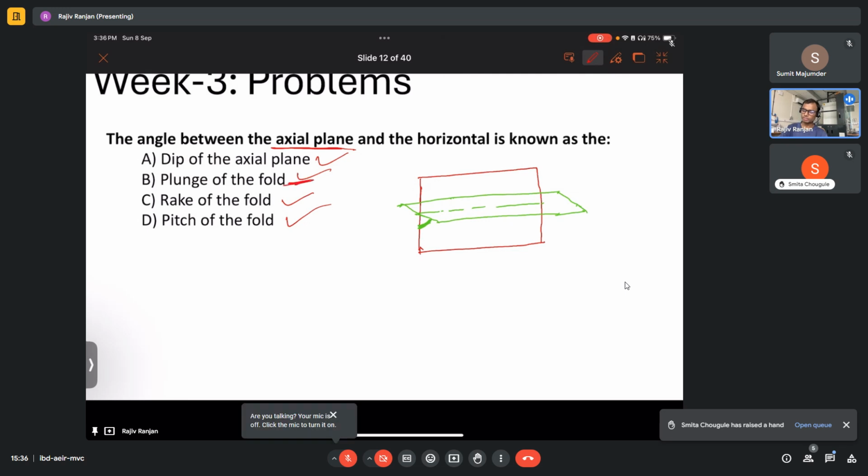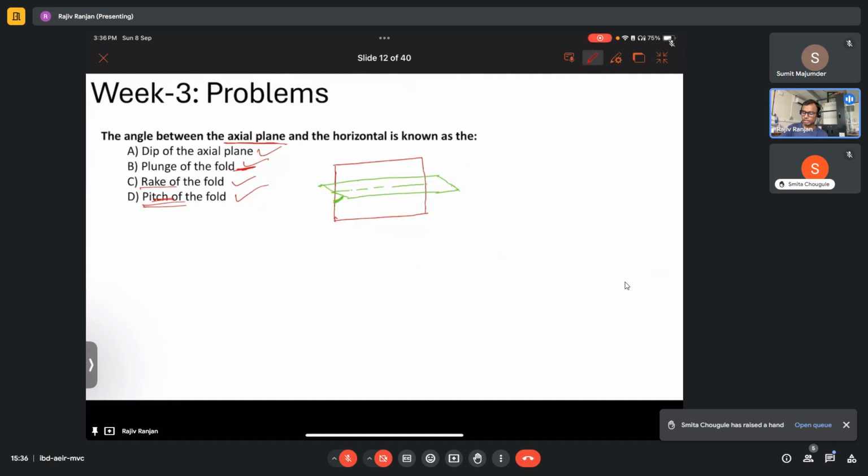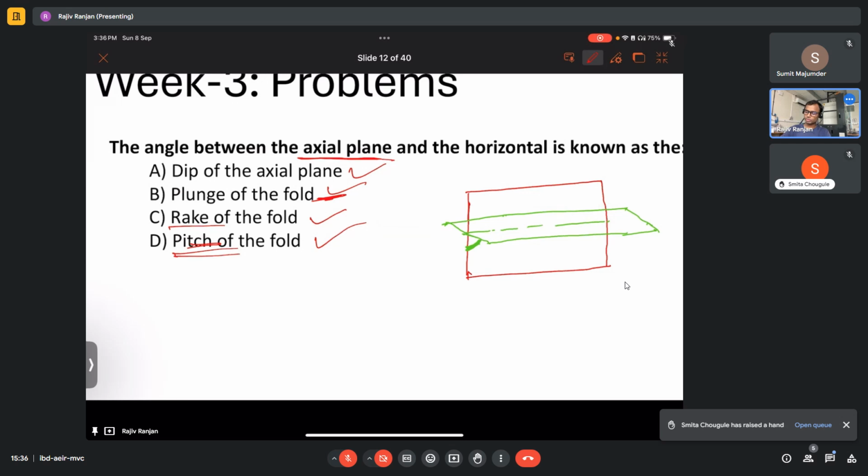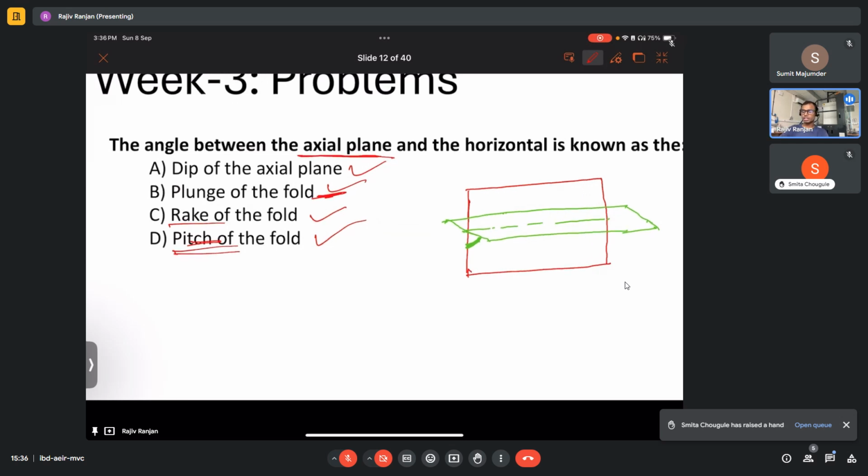Plunge is something. Okay, let's go to pitch. Pitch and rake are something we deal with for lineations, linear features. Pitch or rake is a measurement of the lineations with respect to the strike or with respect to the hinge line or hinge fold axis. So this is wrong.